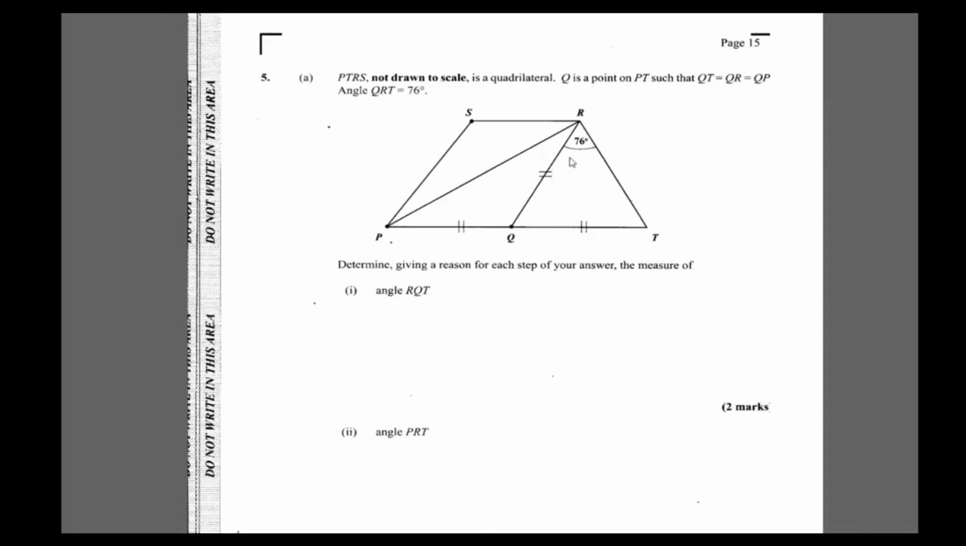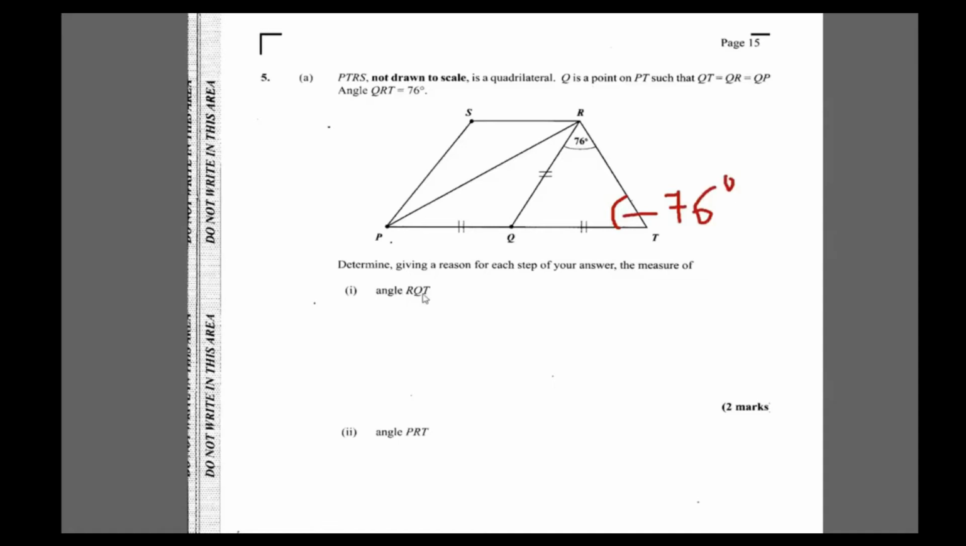Then they give us that the angle QRT is 76. Now look at this, they gave us so much information. Since this side is equal to this side, then this angle is also 76, because this side corresponds to this angle and this side corresponds to this angle. Since these two sides are equal in length, they have equal corresponding angles. So this angle is also 76 degrees.